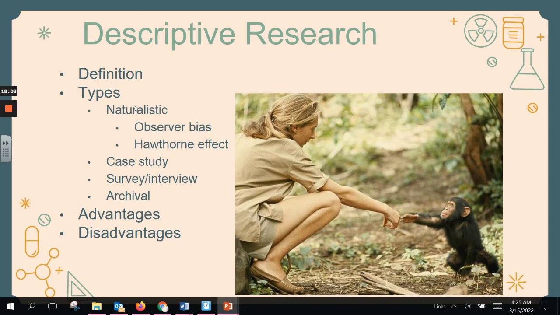Some of the disadvantages are that we have no control over other variables and biases. And because we're not manipulating the variable, we cannot identify a cause-effect relationship.